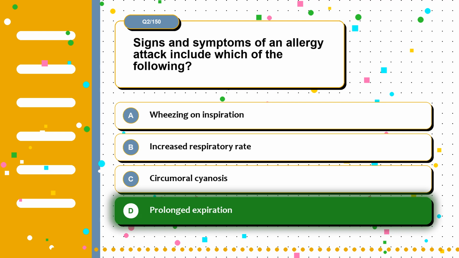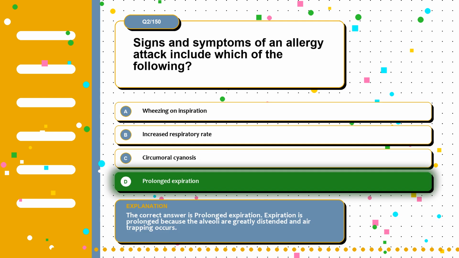The correct answer is option D. Prolonged expiration. The correct answer is prolonged expiration. Expiration is prolonged because the alveoli are greatly distended and air trapping occurs.